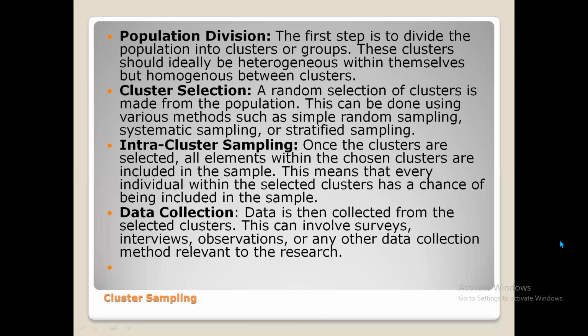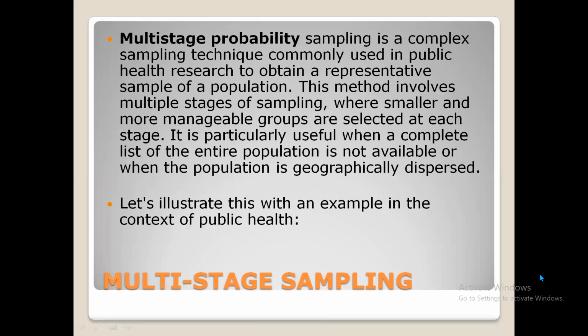So since they are heterogeneous and homogeneous, you select randomly a particular cluster. And when you select that particular cluster, you use it for your sample and study everyone that is in that sample. Then you identify your questionnaire or survey and collect your data.